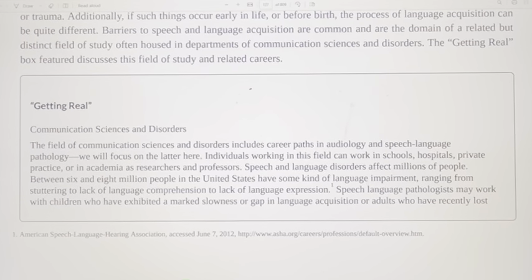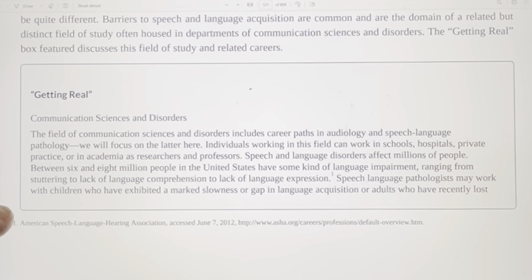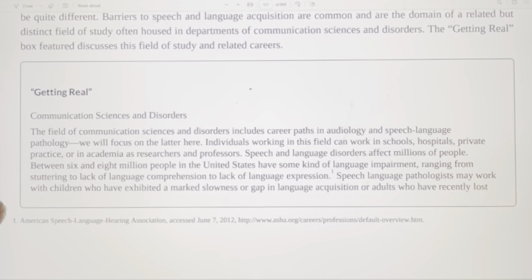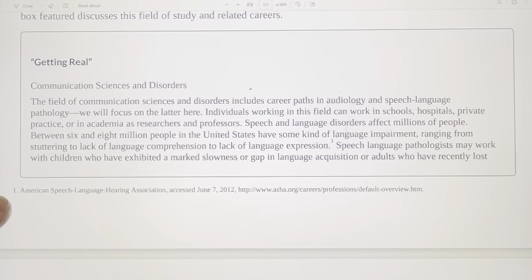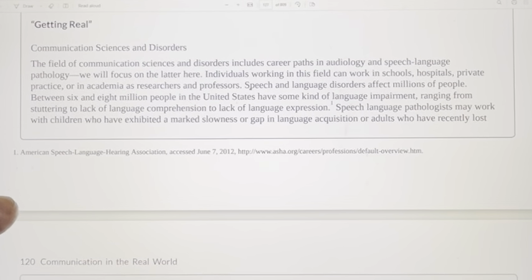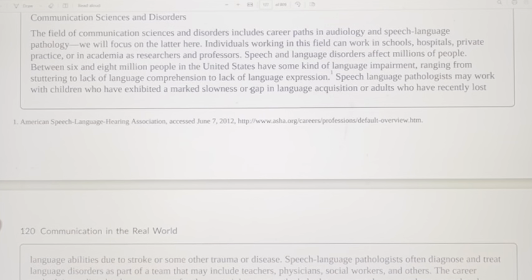Barriers to speech and language acquisition are common and are the domain of a related but distinct field of study often housed in departments of communication sciences and disorders. The Getting Real box feature discusses this field of study and related careers. Getting Real, Communication Sciences and Disorders. The field of communication sciences and disorders includes career paths in audiology and speech-language pathology.